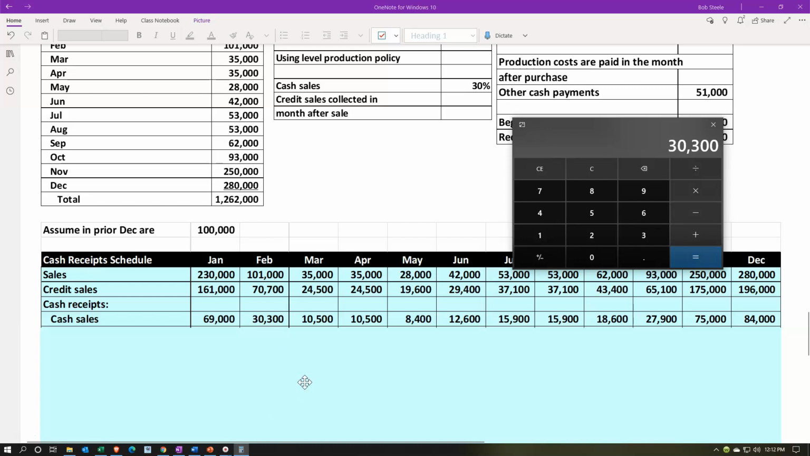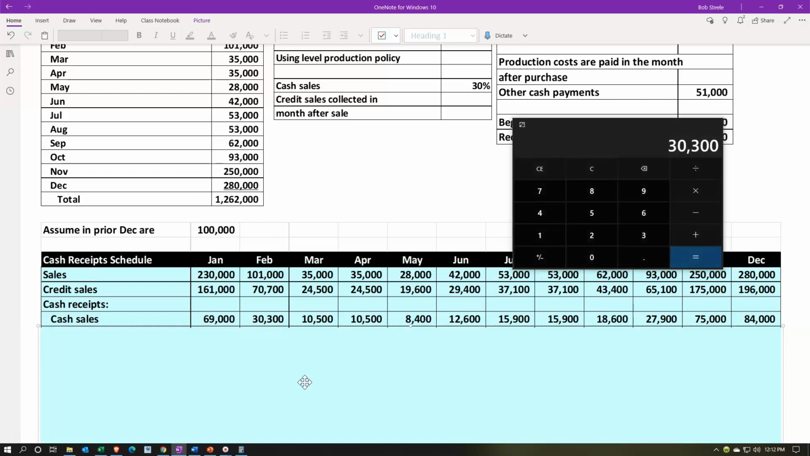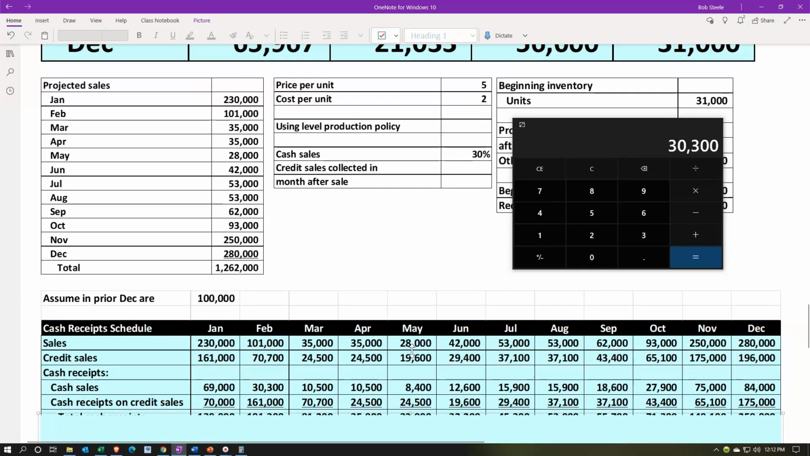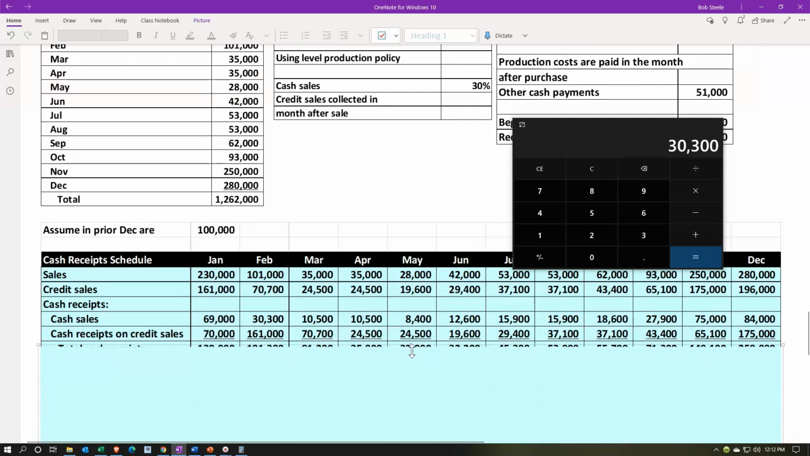Notice that all these tables are really great to practice in Excel, so I highly recommend doing these in Excel. Then we've got the cash receipts. We said that we're going to receive the money on the credit sales in the following month. That's why we need this credit sales column.